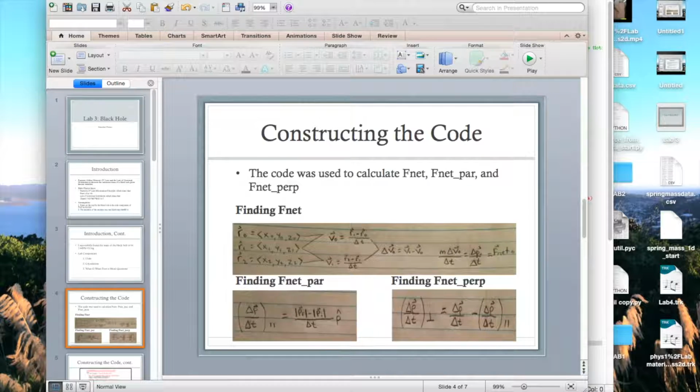To find FNet parallel, I utilized an equation which states that dp/dt parallel is equal to the magnitude of the final momentum minus the magnitude of the initial momentum divided by the change in time times p hat, a unit vector. I couldn't use a similar equation for FNet perpendicular due to our limitation of variables. So I found dp/dt perpendicular to equal dp/dt minus dp/dt parallel, since dp/dt parallel plus dp/dt perpendicular equals dp/dt.